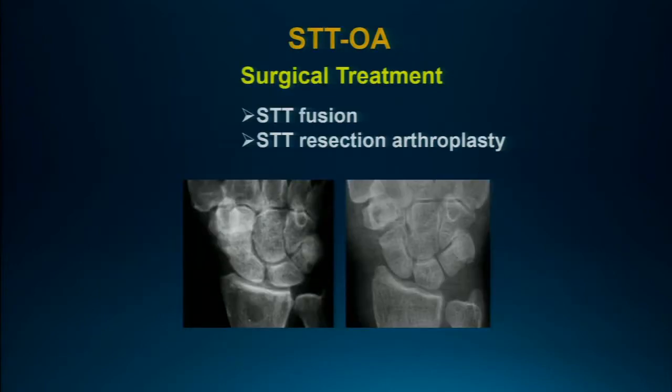And the surgical treatment of STT-OA is of two types. First is STT fusion, and the second is STT resection arthroplasty. I prefer the STT resection arthroplasty because STT fusion does not preserve the movement of the midcarpal joint. It may be a problem for the patient because the midcarpal joint is very important for the throwing motion of human beings.